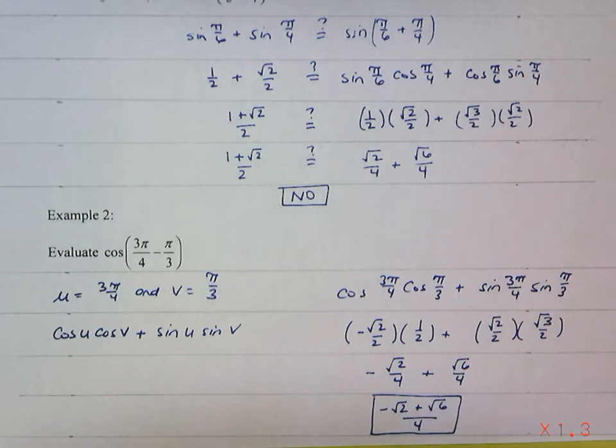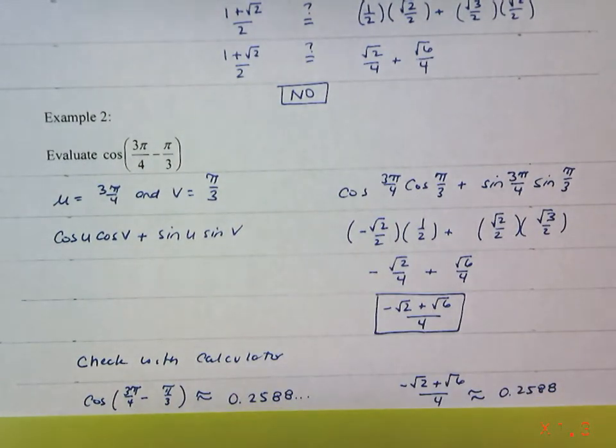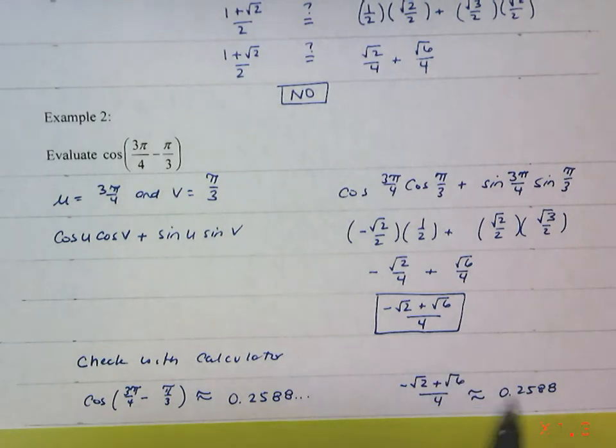And I would check it with my calculator. I would go ahead and figure out what the cosine of 3 pi over 4 minus pi over 3 is, and I'm going to get a decimal. And then I figure out what this decimal is, and as long as they're the same decimal, then I know I did it right.